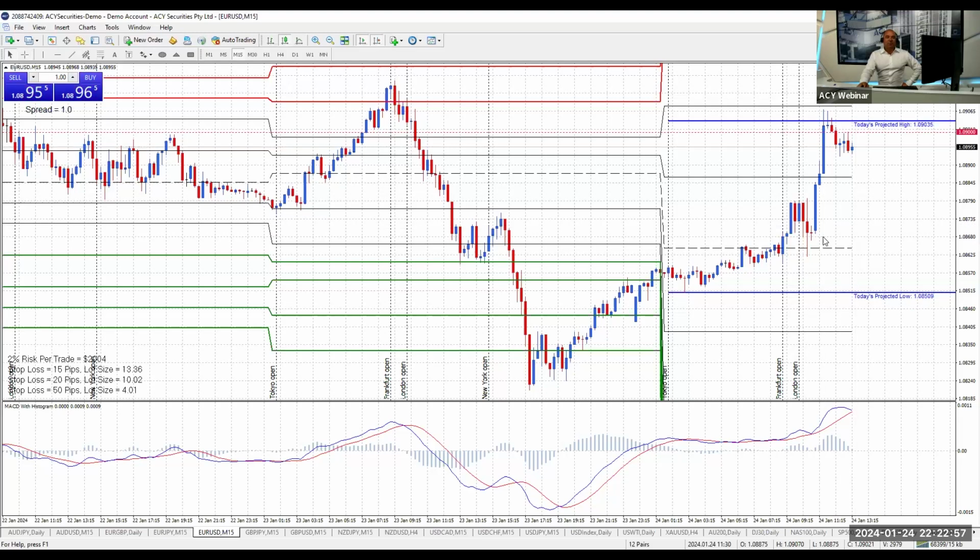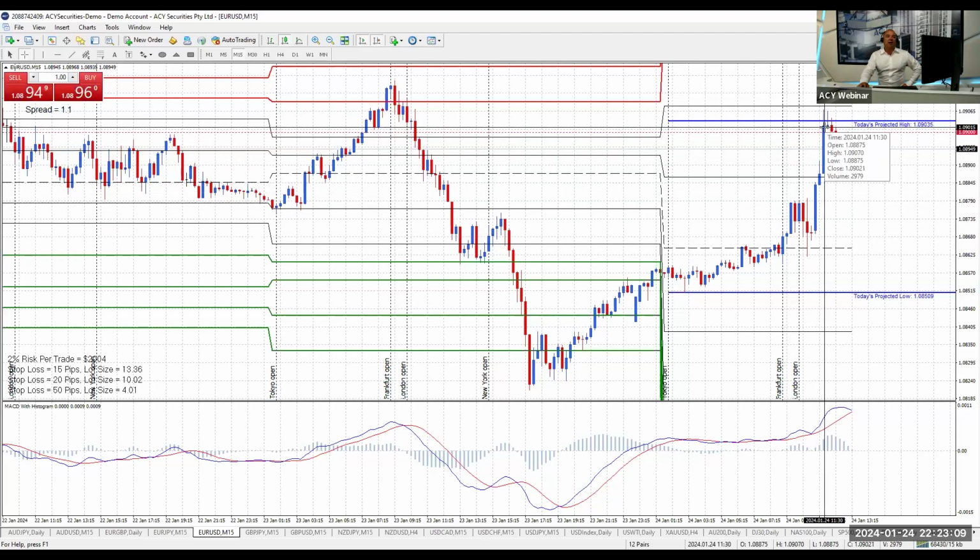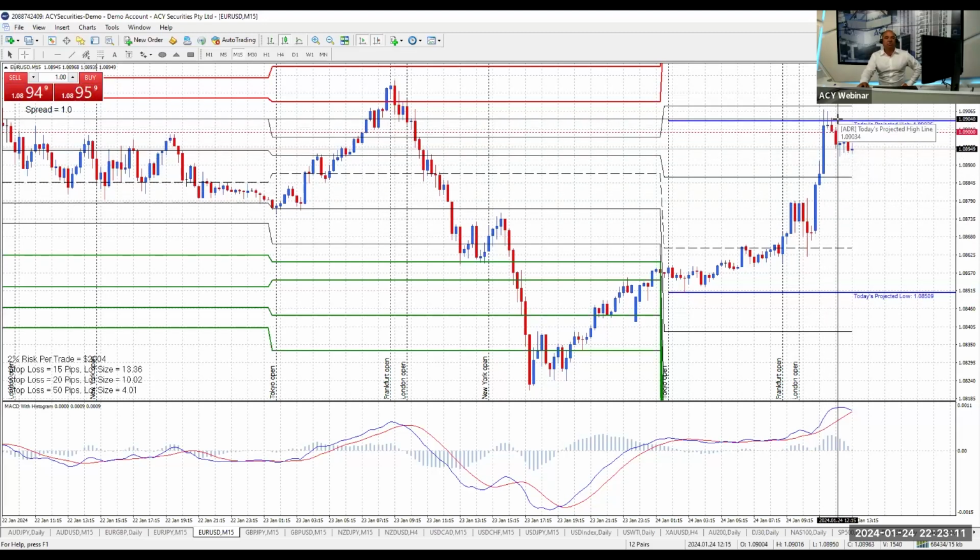But what I want to show you is, look at today. We had all this positive news. The market is shooting up. So if you're in a long position in this euro dollar, look what happens. It shoots all the way back up. It cannot get above today's projected high.